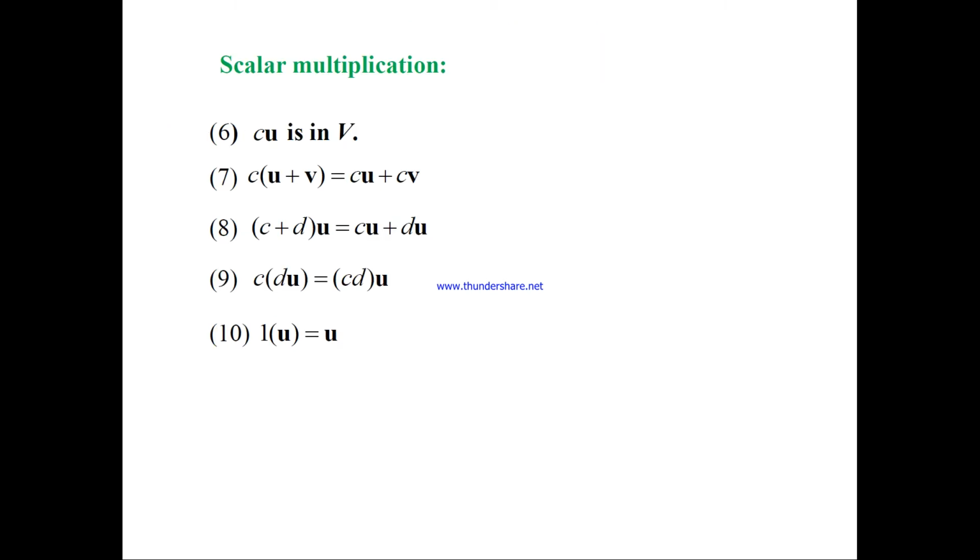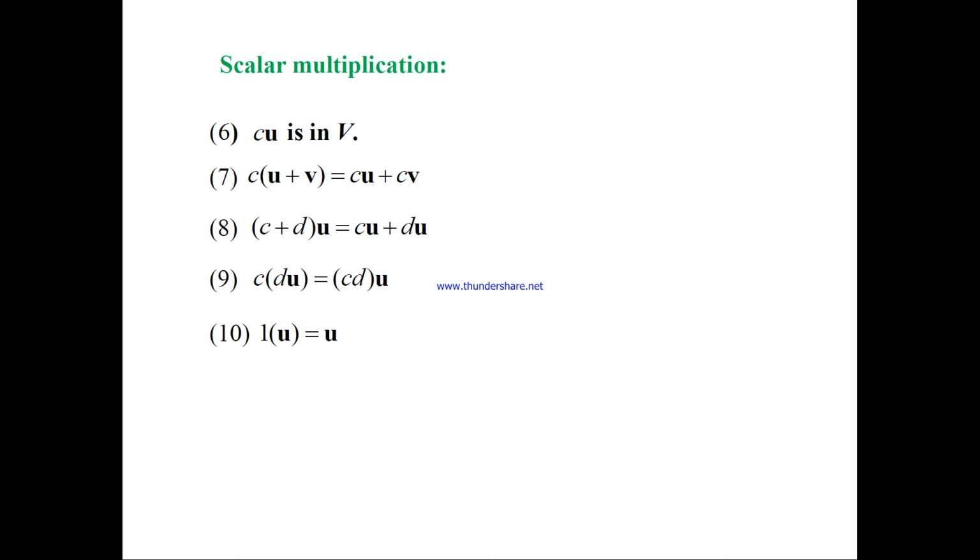Now coming to the axioms related to the scalar multiplication. You multiply a scalar element C with u. Then multiplying C with u should also be in V. That is what it says. You multiply any scalar element C with u. After multiplying, the result should also be in V.